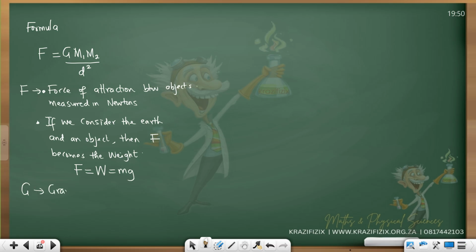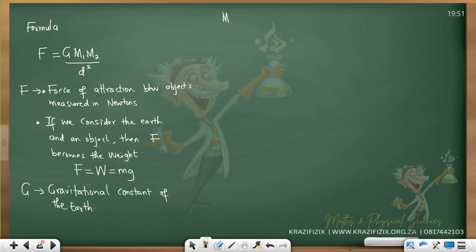G is the gravitational constant. All right? It's the gravitational constant of the earth, if we are dealing with the earth, that you would get from a formula page. You don't need to stress about it. We are going to pick that value from a formula page. It is a constant, so we would be picking that. It's called the universal gravitational constant. Okay.